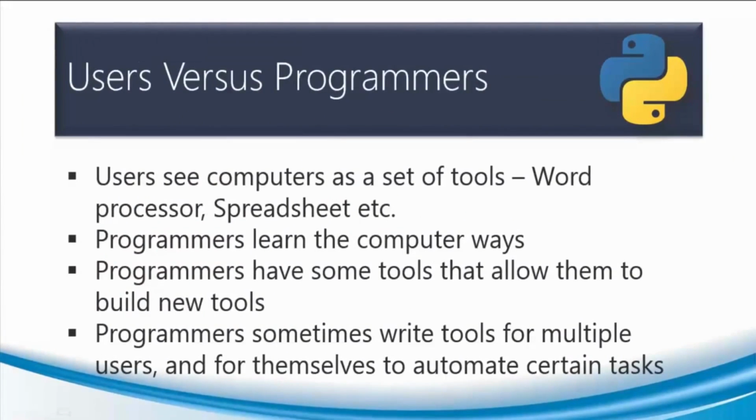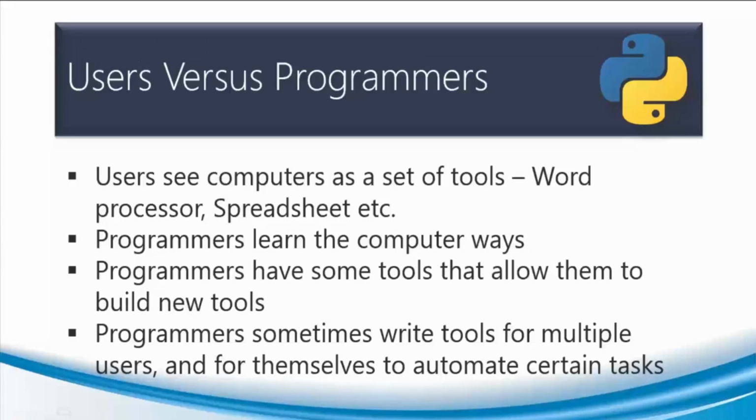Users versus programmers. What's the difference? Users essentially see computers as a set of tools. If I'm a user, I'm going to use the computer, click on certain buttons, use various tools, and gain some output. For example, a word processor or spreadsheet. I'm using an Excel spreadsheet here and I'm going to calculate or add certain values on the spreadsheet. I'm going to issue some commands to the computer and I'm going to get my total. Similarly, if I'm using a word processor, I can bold text, highlight text, increase the font size, and so on.